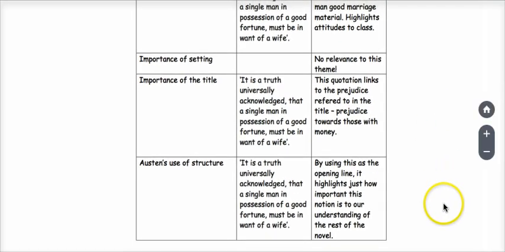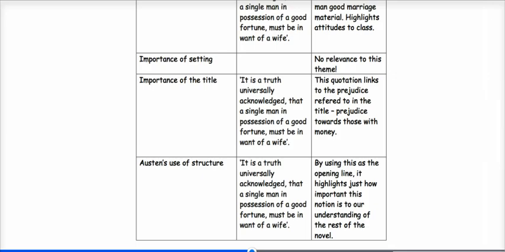So you can see I can actually link that quotation to every single topic area that I feel is important in Pride and Prejudice, except the importance of setting. Now, all I need to do then is go and find a good quotation to do with setting. And that's what I suggest you do with your text. Try and find a quotation that fits as many as possible, then look at the gaps you've got left and find a quotation to do with them.